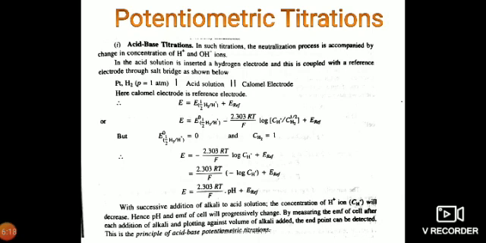First one, acid-base titrations. In such titrations, the neutralization process is accompanied by a change in concentration of H+ and OH- ions. So in the acid solution a hydrogen electrode is inserted, and this is coupled with a reference electrode through a salt bridge as shown below. You can see that representation: Pt, H2 at a pressure of 1 atmosphere, | acid solution, a salt bridge, and a calomel electrode. So the hydrogen electrode is at the anode and the calomel electrode at the cathode. Here the calomel electrode is a reference electrode.